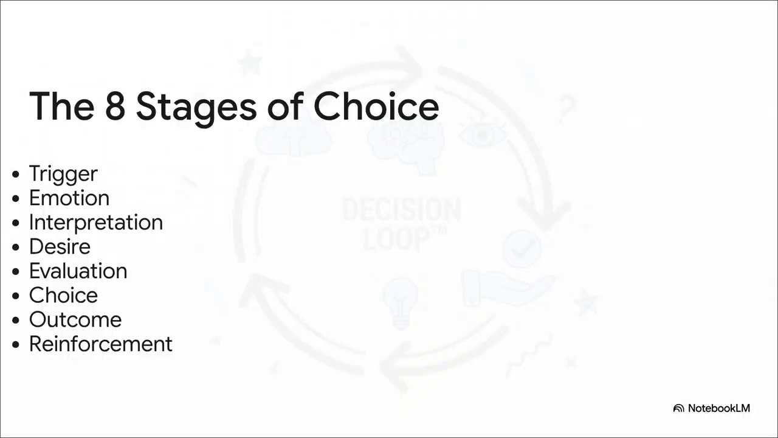It all starts with a trigger that sparks an emotion. Then your mind creates an interpretation of what's going on, which leads to a desire. From there, you evaluate your options, you make a choice, you get an outcome, and then the final crucial step, reinforcement. The whole pattern gets locked in. And the crazy part, this entire sequence can fire off in a split second, totally on autopilot.